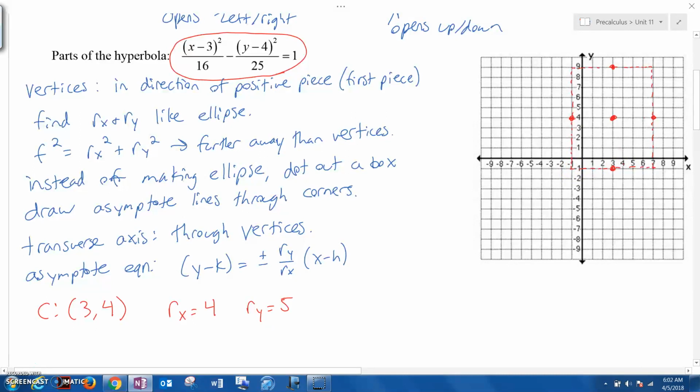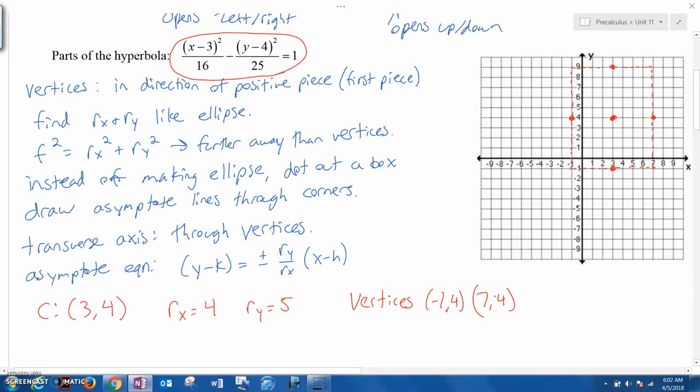Now the actual vertices in this case are the ones in the x direction because that's the thing that's positive. It's the first thing listed. So my vertices, it's not necessarily the farther away one like the ellipse. That's the only difference here. So it's negative 1, 4, and we have 7, 4.